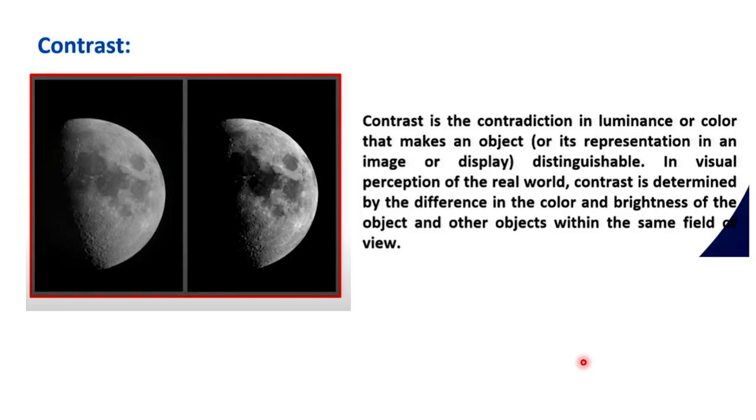The next important term is the contrast. So what does it mean? Contrast is basically, in a general sense, you can say it is the fraction of intensity. So it is the luminescence or color that makes an object or its representation in an image or display distinguishable. If we see these two images, both have almost the same resolution, but these black marks are more prominent here. That is because of the different contrast. In visual perception of the real world, contrast is determined by the difference in the color and brightness of the object and other objects within the same field of view.